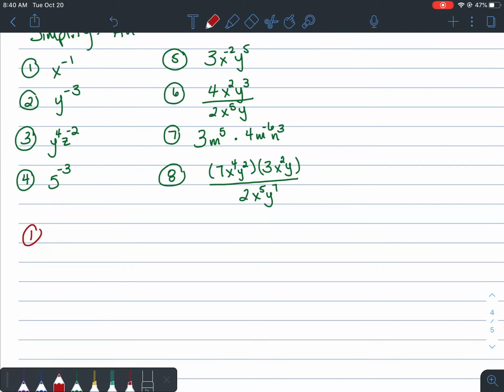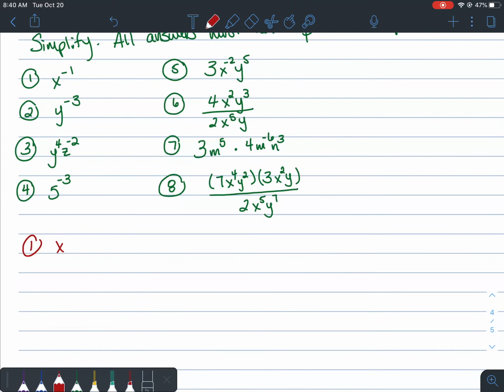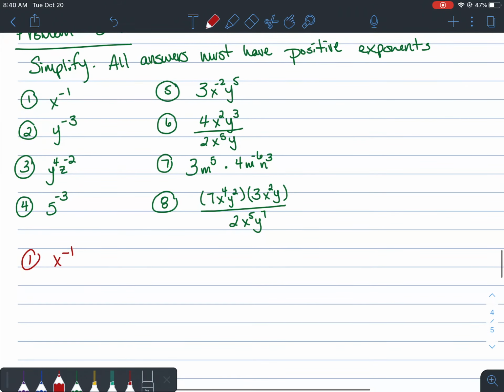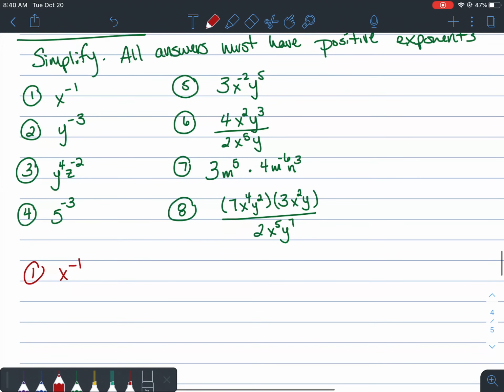All right, everyone, let's review our work. So for number 1, we had x to the negative 1. We don't need to simplify. There's nothing to do with the product rule. There's no quotient rule. So we've got to look at that x to the negative 1 and think, how could I use my negative rule to write it as a positive exponent, right?